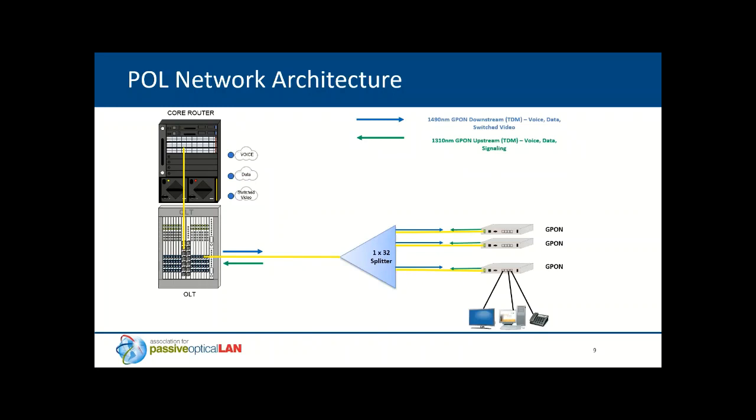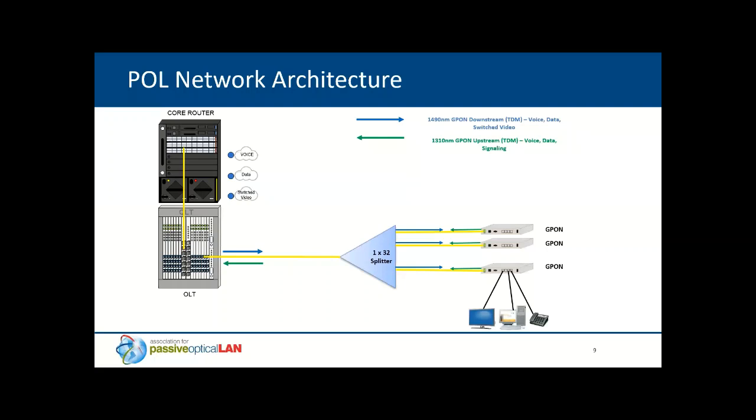What we're doing here is we're transmitting and receiving upstream and downstream across this single strand of fiber. How we're doing that is we're doing this at different wavelengths. So we're sending downstream at 1490 using TDM, and we're coming back upstream at 1310.